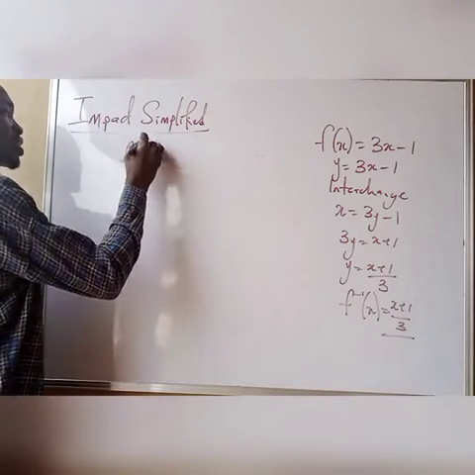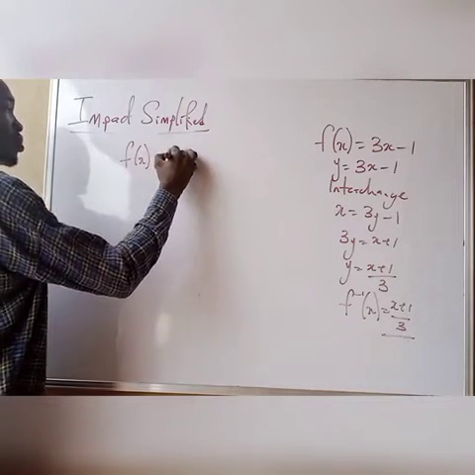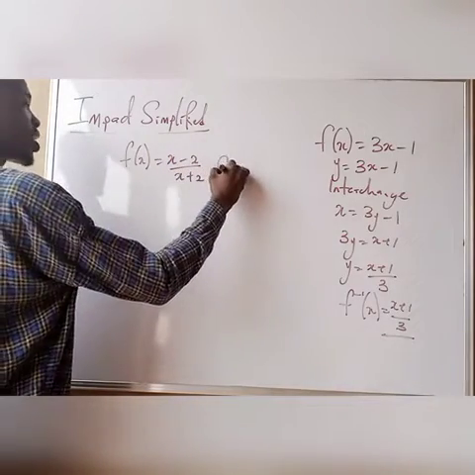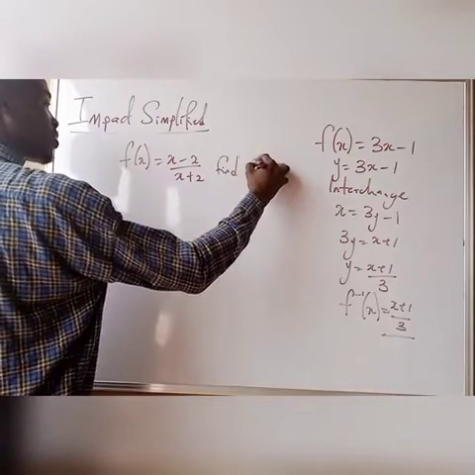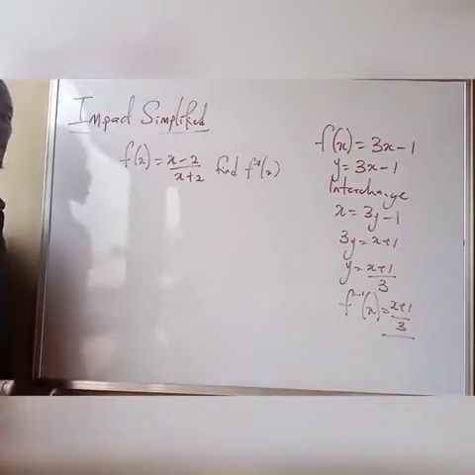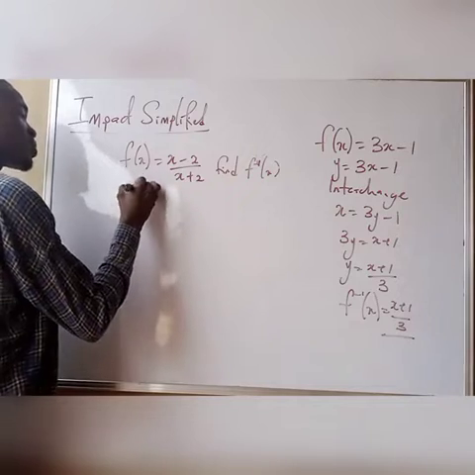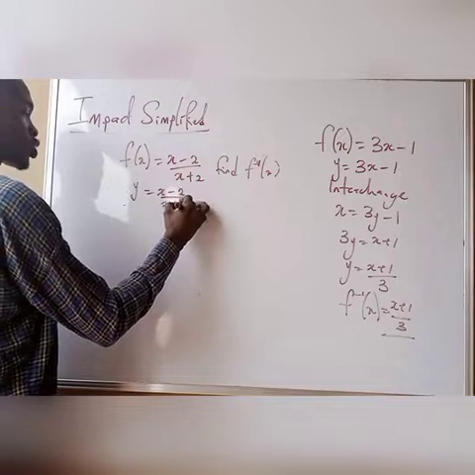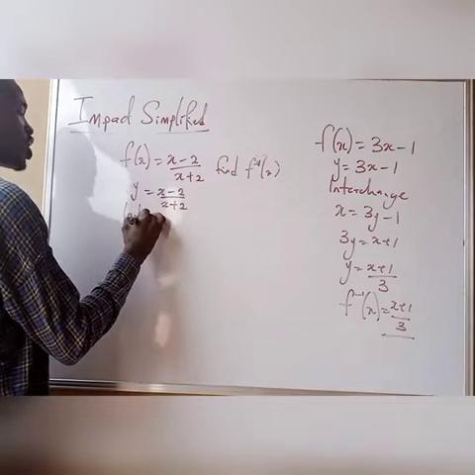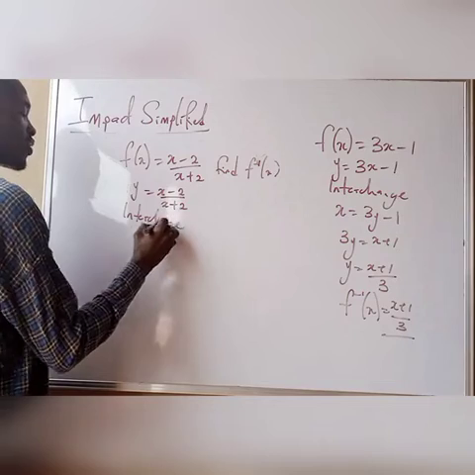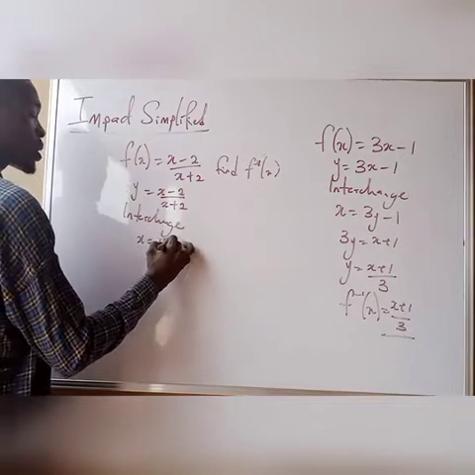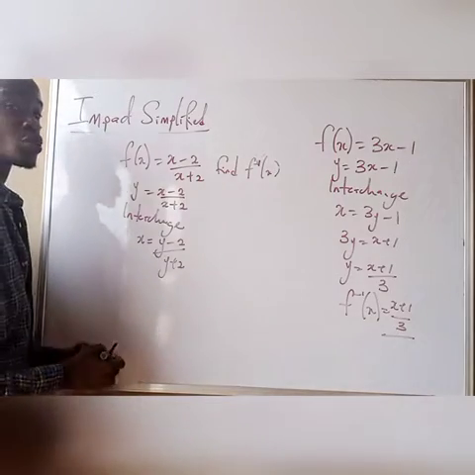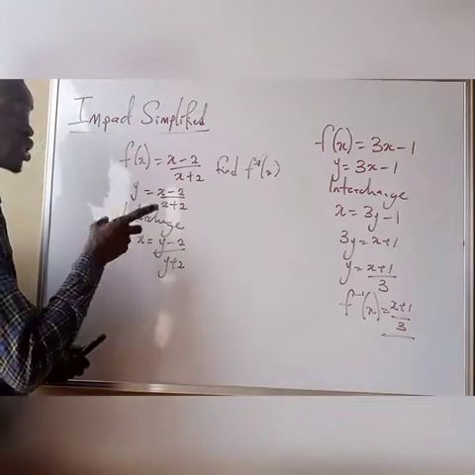Now let us look at this. They say if f of x is equal to x minus 2 over x plus 2, we should find the inverse of the function. So how can we get the inverse of the function? The same process. Change this to y. That will give us y equals x minus 2 over x plus 2. And interchange. If you interchange this, we have x equals y minus 2 over y plus 2. That means when you are interchanging, you change your y to x and you change your x to y.